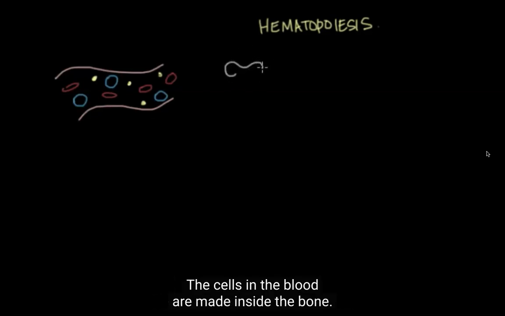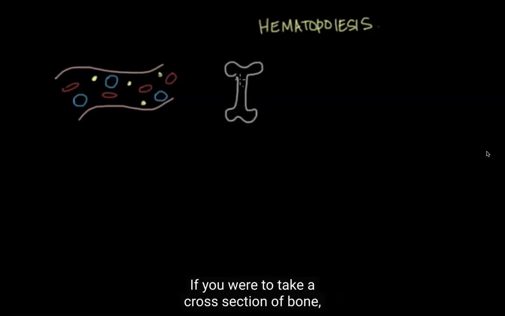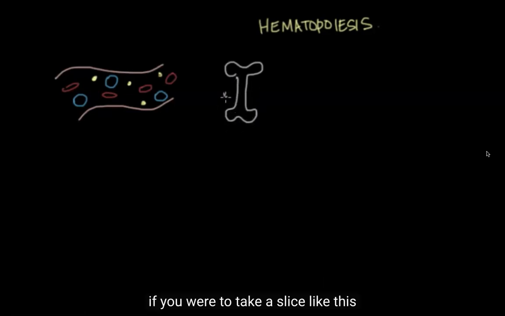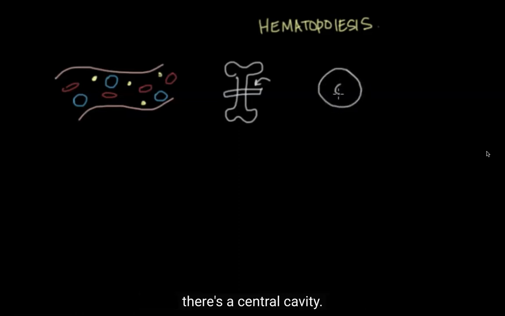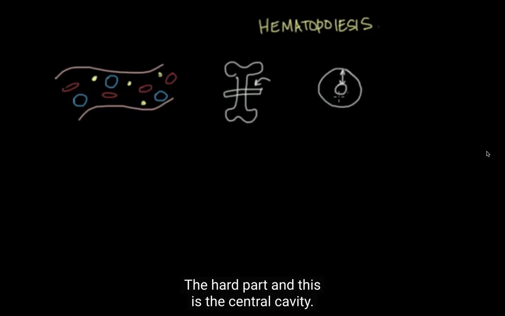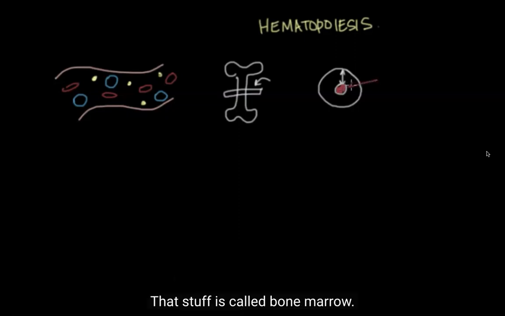So the cells in the blood are made inside the bone. And if you were to take a cross section of bone, so if you were to take a slice like this and you looked at it, you'd see that on the inside of bone, there's a central cavity. So this is the outside part of the bone, the hard part, and this is the central cavity. And inside that cavity, there's this red spongy tissue. And that stuff is called bone marrow.